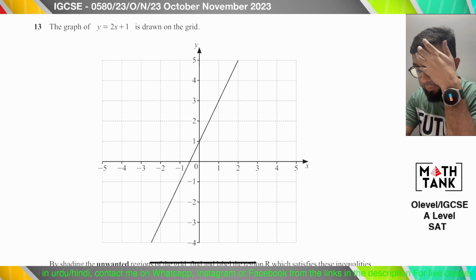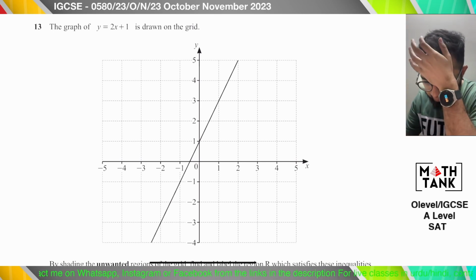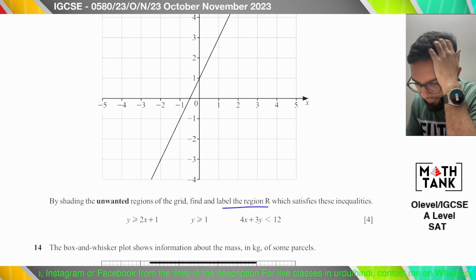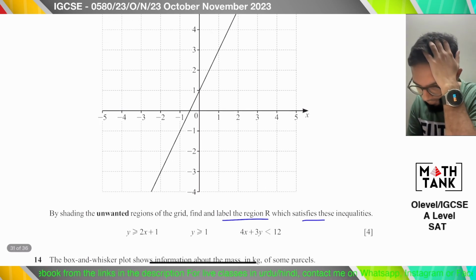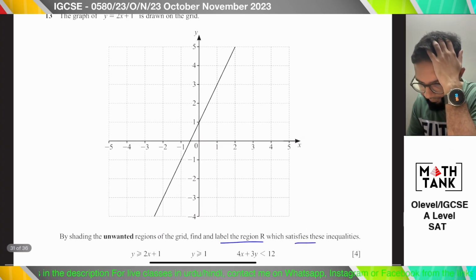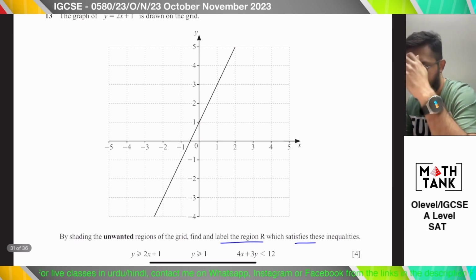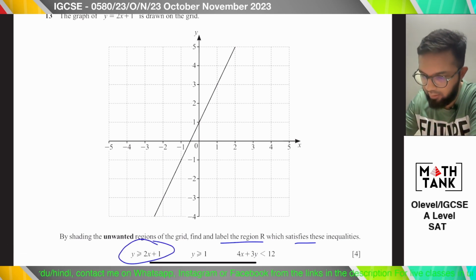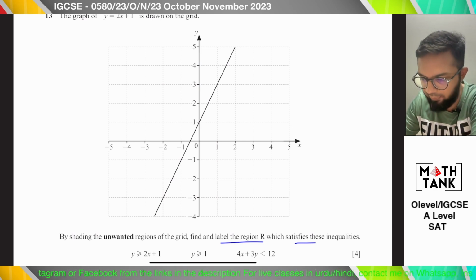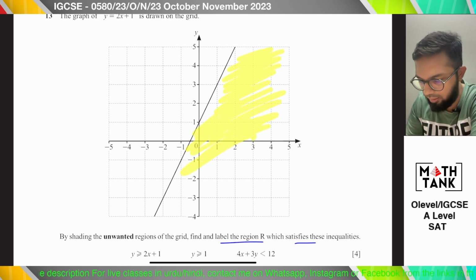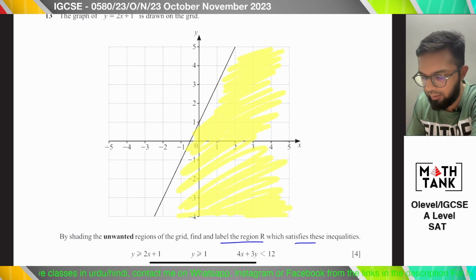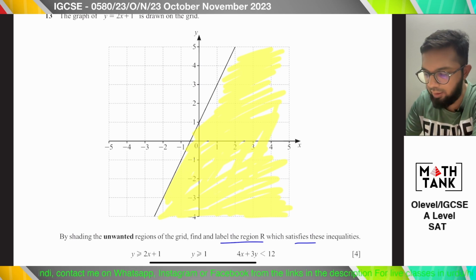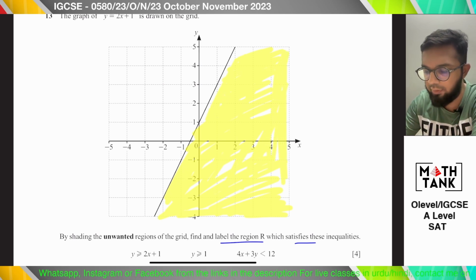The diagram y equals 2x plus 1 is drawn on the grid. By shading the unwanted regions of the grid, find the labeled region R that satisfies these inequalities. Okay. So first, let's talk about this region. I want to shade the unwanted region, so I want the region above it. So I'm going to just take this line and shade the region below it. And the reason is that the question says that you need to shade the unwanted regions so that you're left then with the wanted regions. Okay, so that's done.